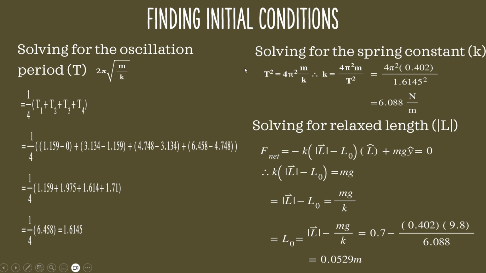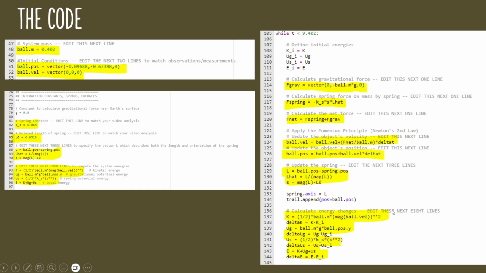I then used this period to solve for the spring constant, and since the spring constant is included in this equation right here, I just isolated k, and it ended up being 6.088 Newtons per meter. And I also solved for the relaxed length of the spring using the F net formula. The spring force plus the force of gravity is equal to 0, and that length ended up being 0.0529 meters.